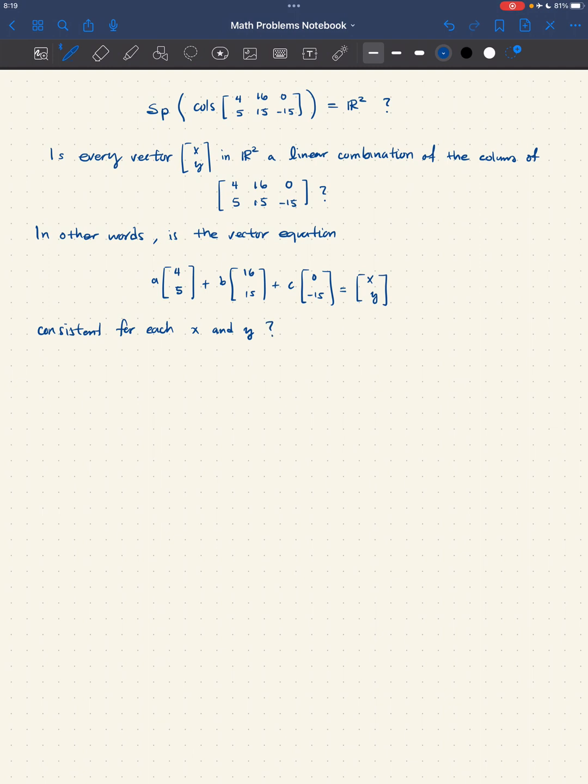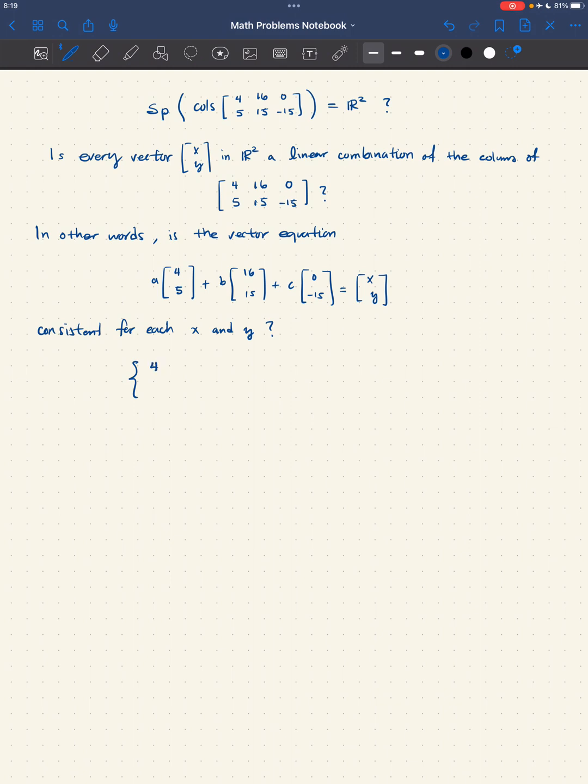Well, the idea is that yes, this is a vector equation, but we're going to translate the problem of consistency of a vector equation to the problem of consistency of a system of linear equations. And what is the system of linear equations involved? Well, in this case, it's something along these lines.